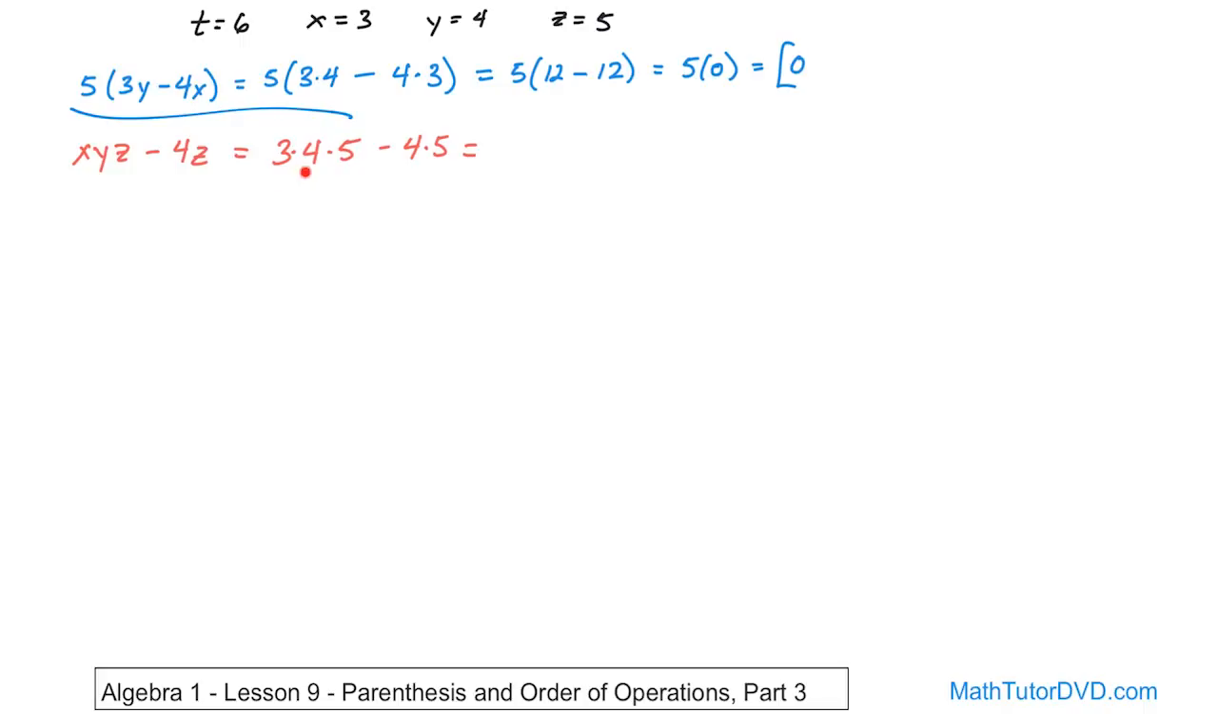I know that multiplication always happens before the subtraction, and when I have more than one thing multiplied, I just go left to right. So 3 times 4 is 12. 12 times 5 is 60. So that first term there is going to be 60. The minus sign is going to come into play there, and then the 5 times 4 is 20. And now the only thing left is subtraction, so 60 minus 20 is 40. And that's the final answer.